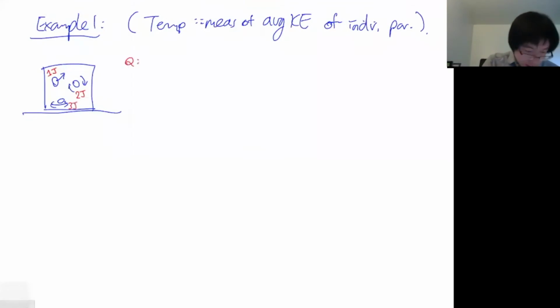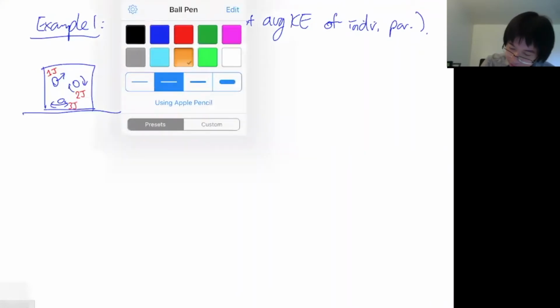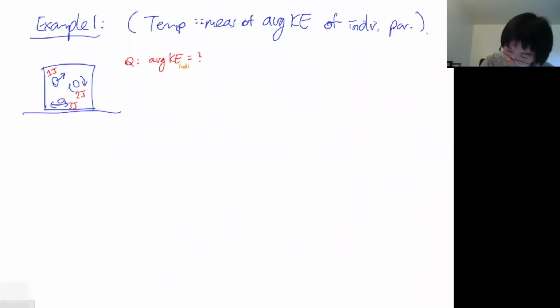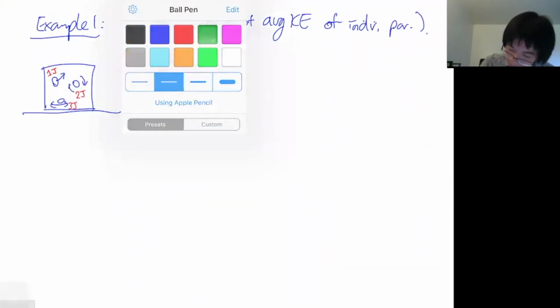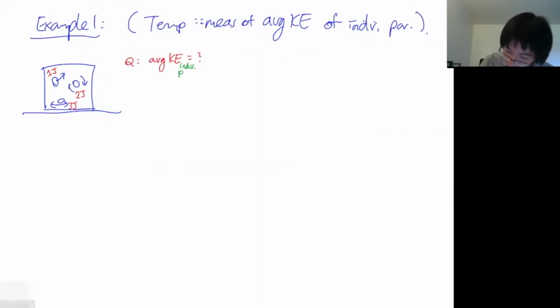My question is, what is the average kinetic energy of an individual particle? Actually, this is important. Individual particle. What's the average kinetic energy? Well, there's 1, 2, and 3, so the average is 3. Sorry, 2. So the average is 2 joules. So each particle has 2 joules on average.